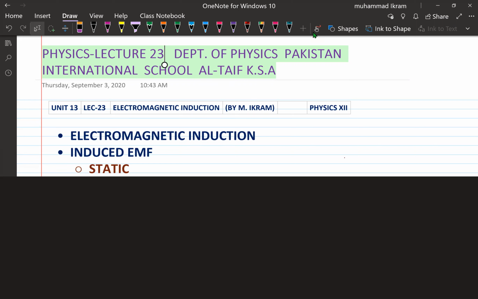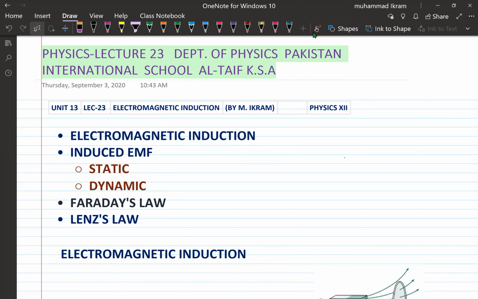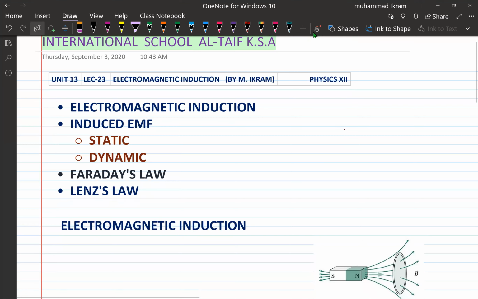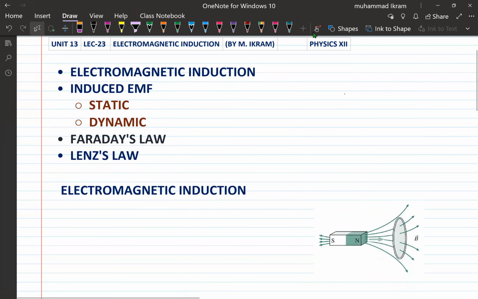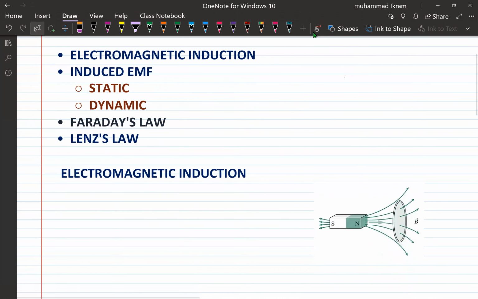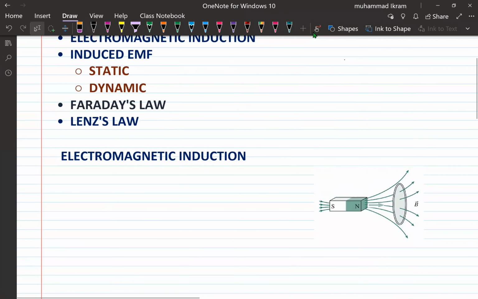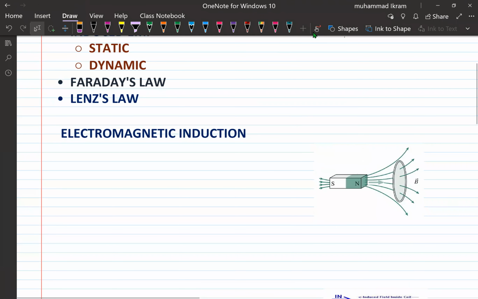Today is our lecture number 23, unit number 13, and we are now starting the new unit, electromagnetic induction. Our topic today will include induced EMF, the types of induced EMF, static and dynamic, and then Faraday's law and then Lenz's law. So let us start with the name of Allah Almighty.